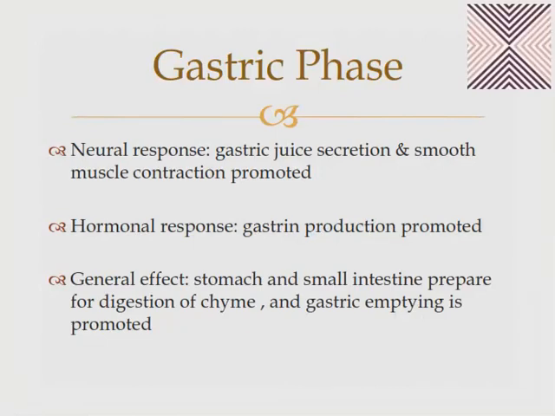Second is the hormonal response. The gastrin production is promoted, as we have discussed in the previous slide in the very last line. So what is the general effect? The stomach and small intestine prepare for digestion of chyme, and gastric emptying is promoted. That means the stomach is doing its work, it is making HCl, it is going for the protein digestion, it is making chyme, which is the acidic bolus of the food, and the gastric emptying is promoted. That means the food will leave the stomach and enter the duodenum. So that was the gastric phase.